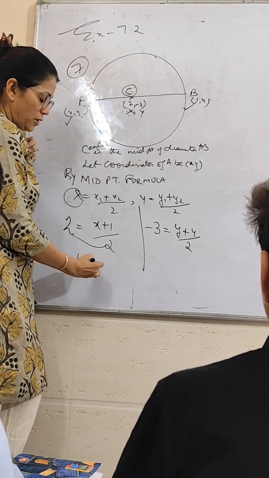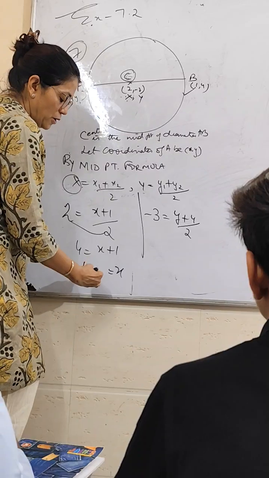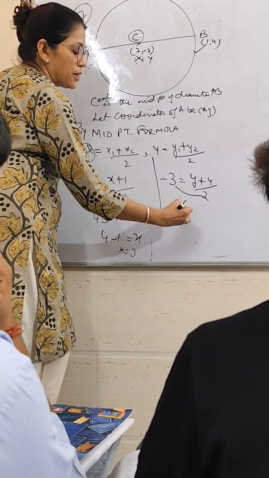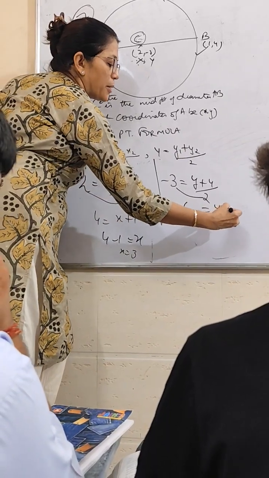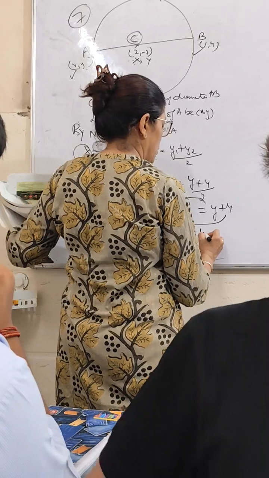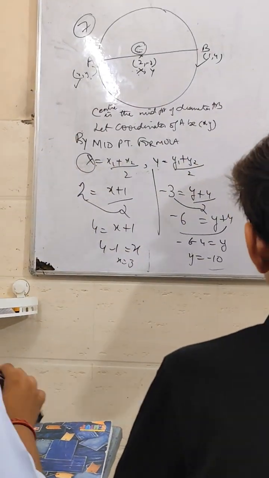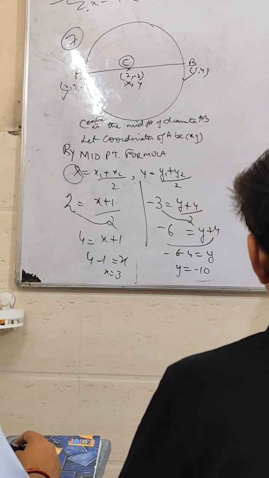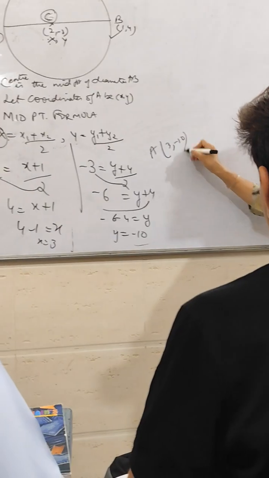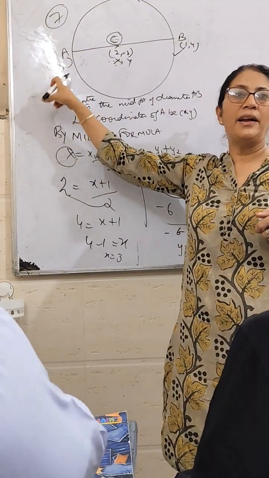2 times 2 is 4, equal to x plus 1. x is equal to 4 minus 1, so x is 3. Minus 3 times 2 is minus 6, equal to y plus 4. And this plus 4 will become minus, so minus 6 minus 4 is minus 10. So what are the coordinates of point A? (3, -10).